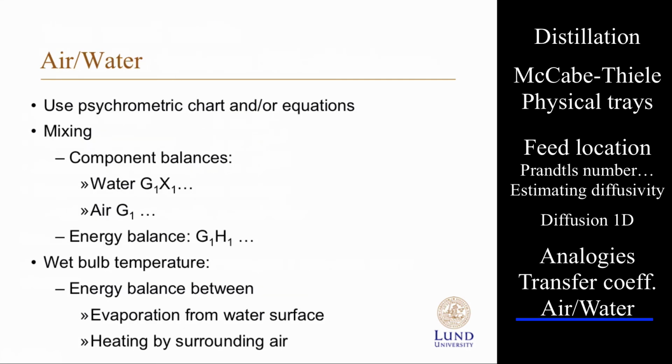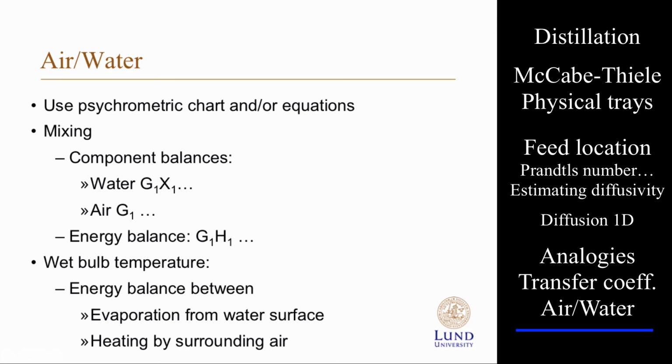In the air-water system, we use the psychrometric chart and or equations for mixing. And when we do mixing, we write component balances. The water balance is G1 times X1 plus and so on. And note here that G here is in kilogram of dry air per time unit, and X is kilogram of water per kilogram of dry air, so that the mass balance becomes kilogram of water per time unit.